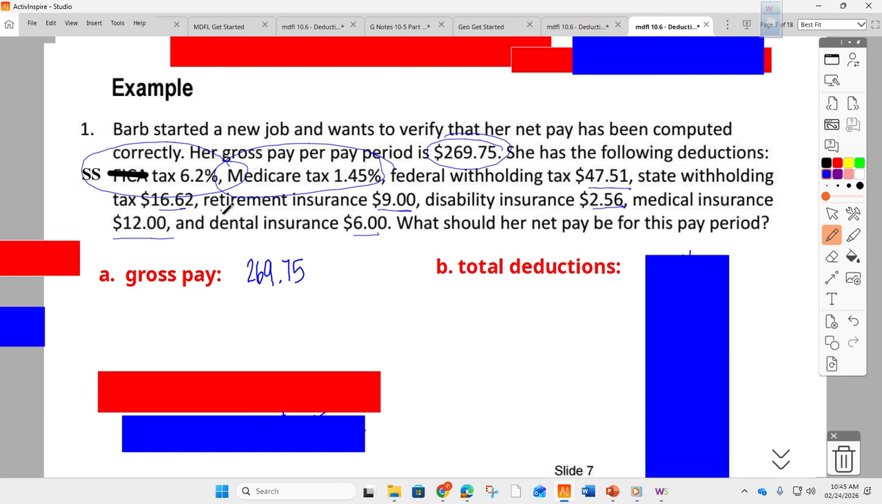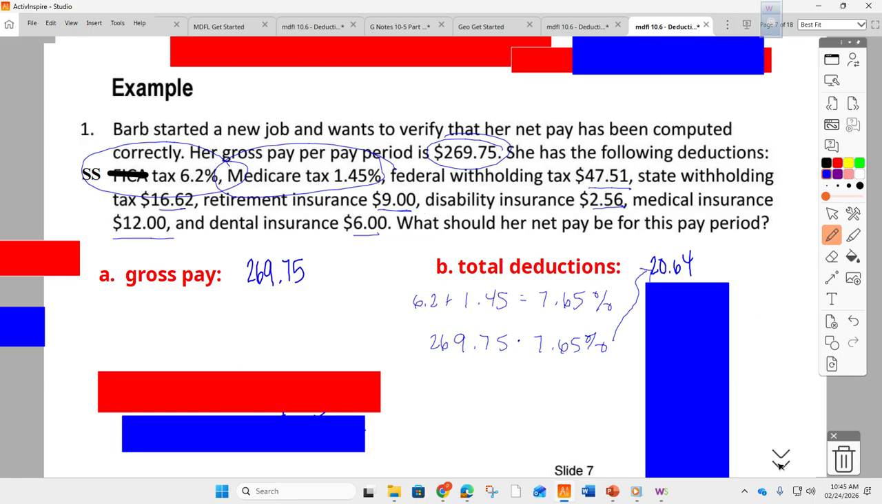We know it's the percent of her gross pay, and so we can actually add 6.2 plus 1.45, and we get 7.65%, so we can combine those. And now take that 7.65% and multiply it by her gross pay. $269.75 times 7.65%, and that amount is $20.64. And then everything else is just listed.